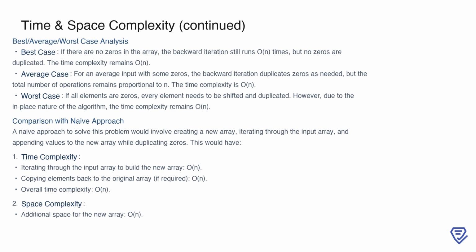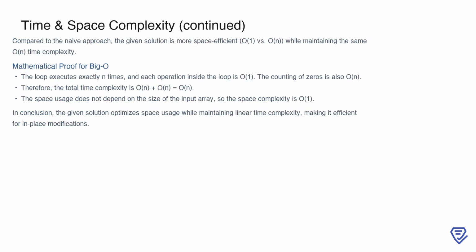A naive solution would require O(n) additional space for the new array, while this in-place solution achieves O(1) space complexity. When comparing the given solution to the naive approach, the key advantage lies in its space efficiency. While both methods achieve the same O(n) time complexity, the naive approach requires O(n) additional space for the new array, whereas the given solution operates in O(1) space by modifying the array in place.